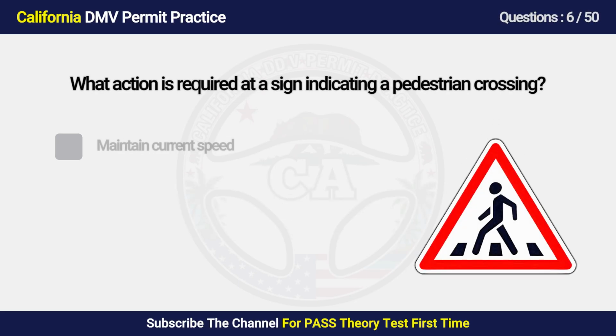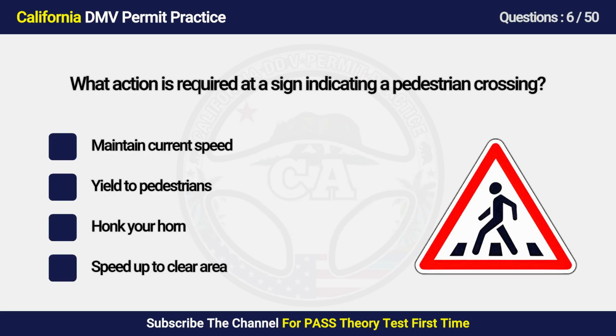Question 6. What action is required at a sign indicating a pedestrian crossing? A. Maintain current speed. B. Yield to pedestrians. C. Honk your horn. D. Speed up to clear area.